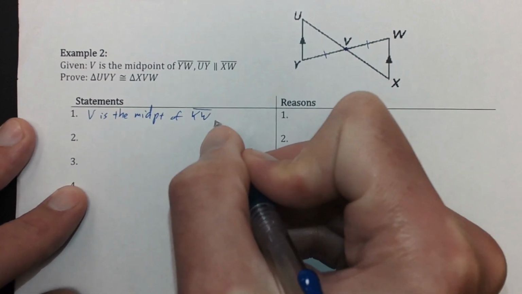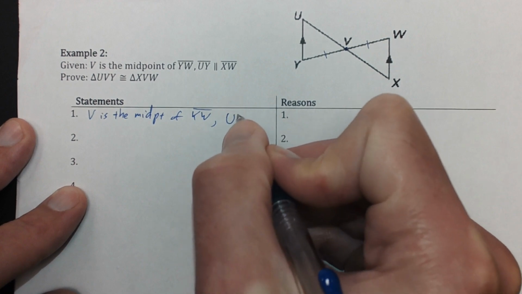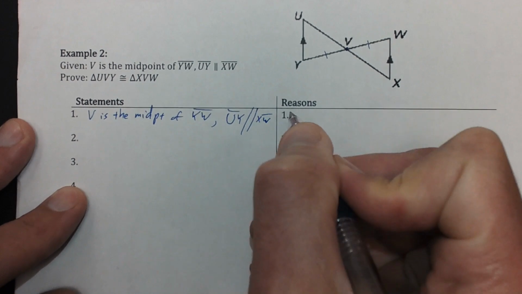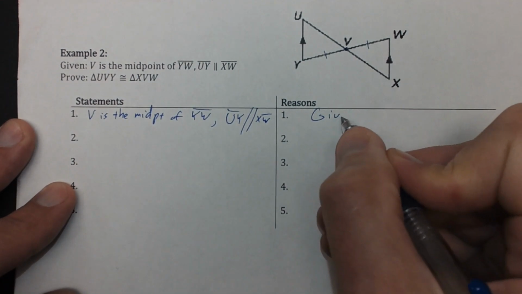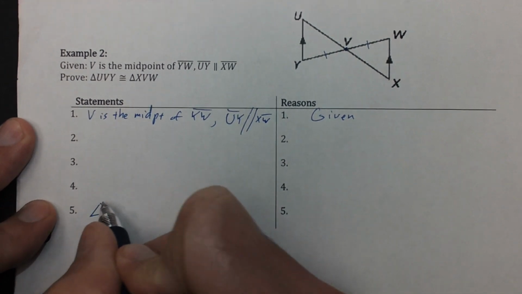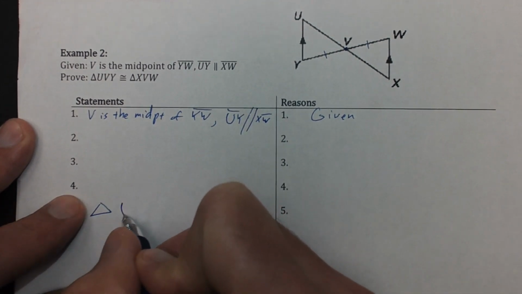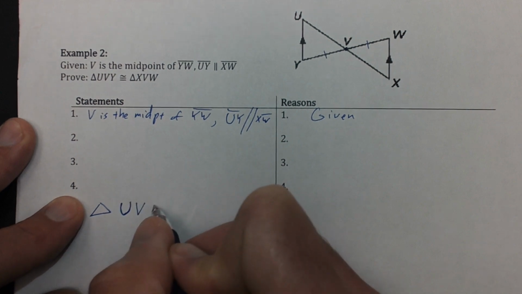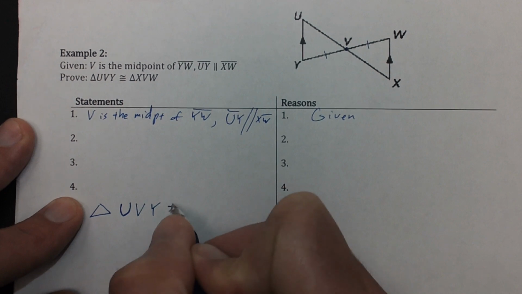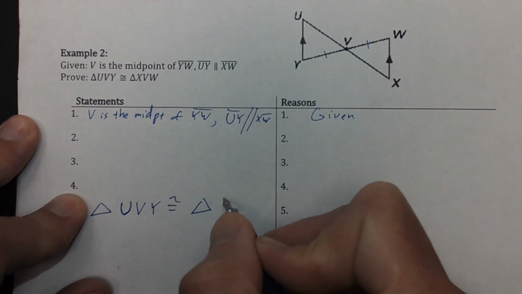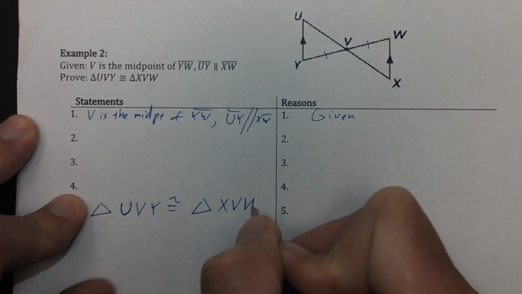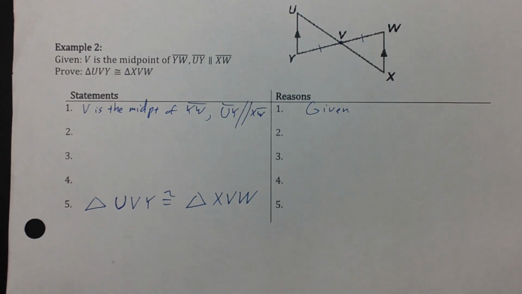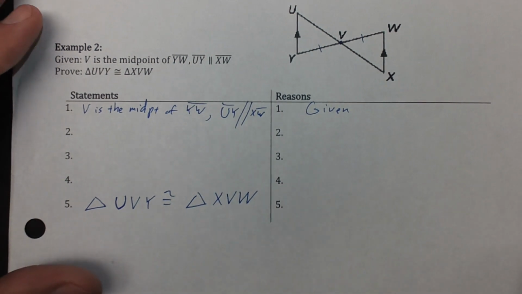YW. And then segment UY is parallel to segment XW. The reason I know that is it was given. And what am I trying to prove? I'm trying to prove triangle UVY is congruent to triangle XVW. Okay, so that's all I can really do so far without actually doing any geometry work.